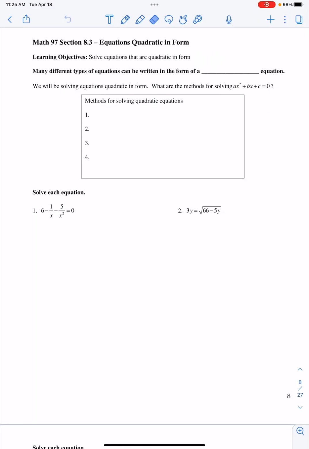Section 8.3 covers equations that become quadratic as you start trying to solve them. This is really a good section to review most all types of equations we've worked on this semester. So many different types of equations can be written in the form of a quadratic equation.